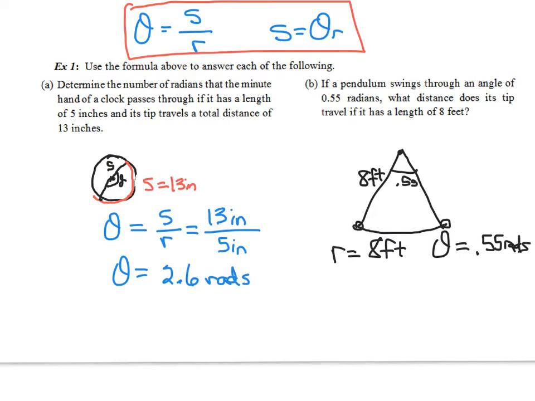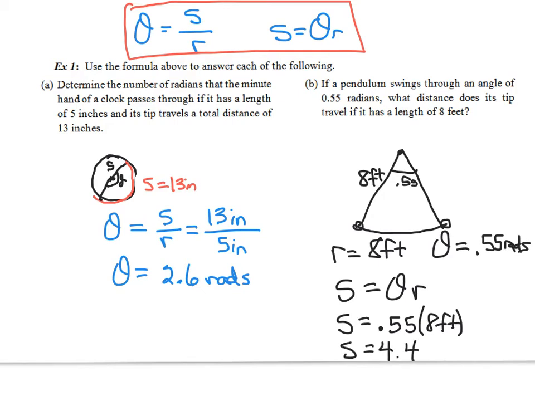So I'm going to be solving for the S this time. So I'm going to use the second formula, S is equal to theta times R. So S is equal to 0.55 radians multiplied by 8 feet. And what happens here is I get S is equal to 4.4 feet. So that's how far this pendulum has traveled, the tip of the pendulum. So my answer, 4.4 feet for the arc length. And again, I often think of that as like the length of the crust on a piece of pizza.